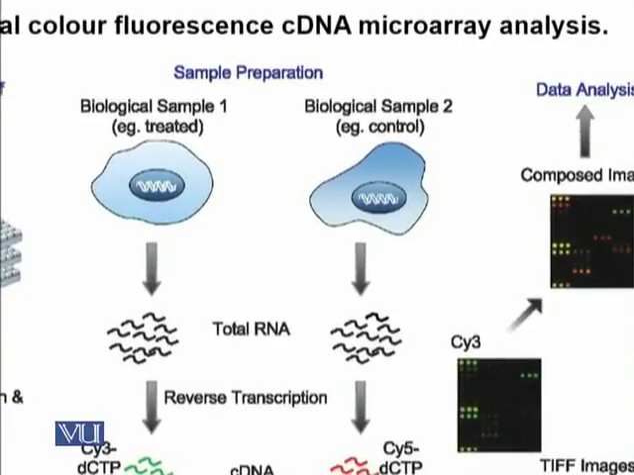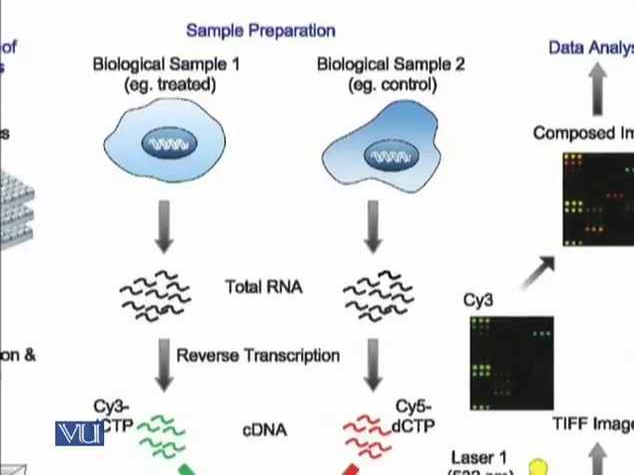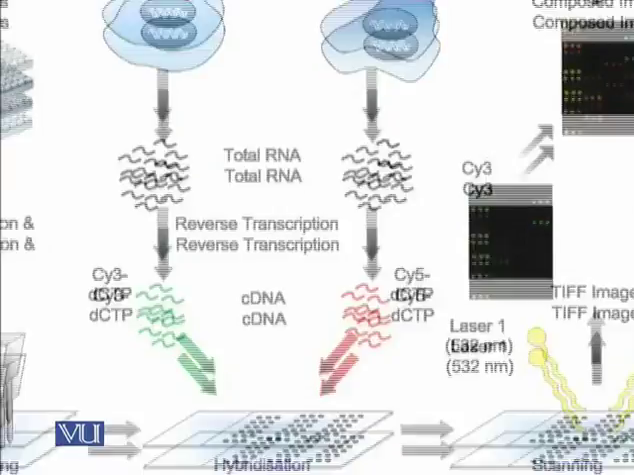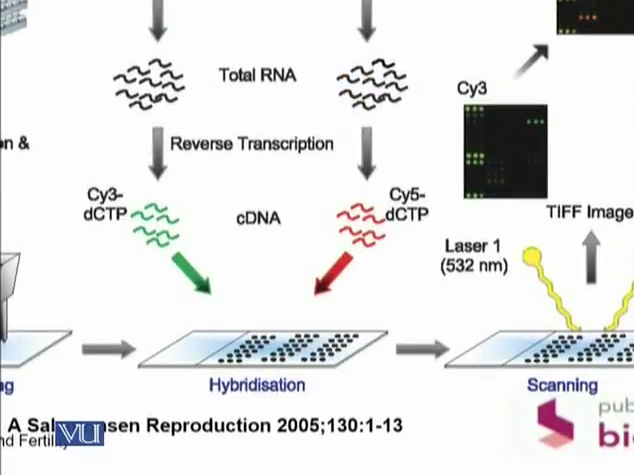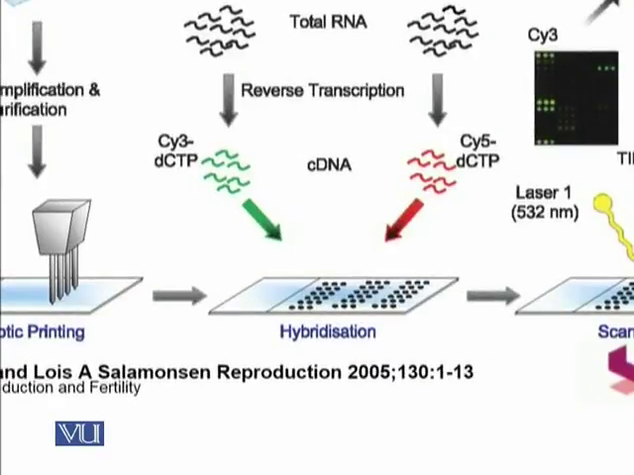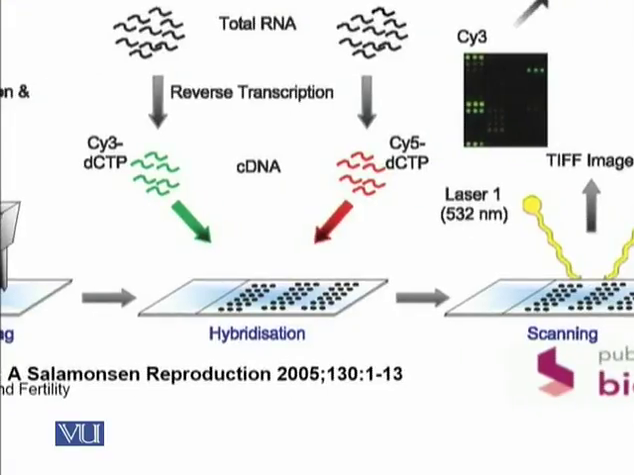Whatever is the sample, the researcher takes the sample and performs the extraction of RNA, cDNA, labeled cDNA, and then hybridizes it using this robotically printed microarray. कैसे hybridization होती है, we will talk about it.